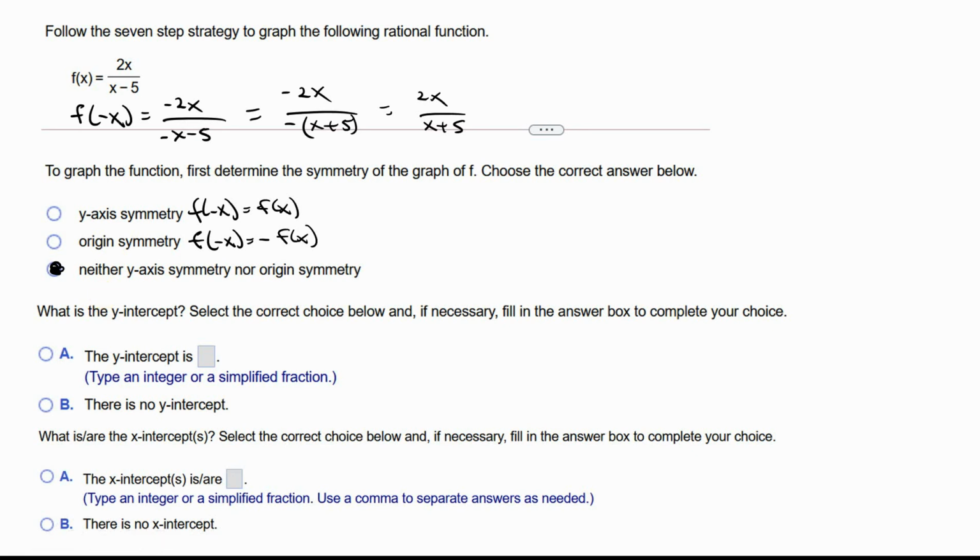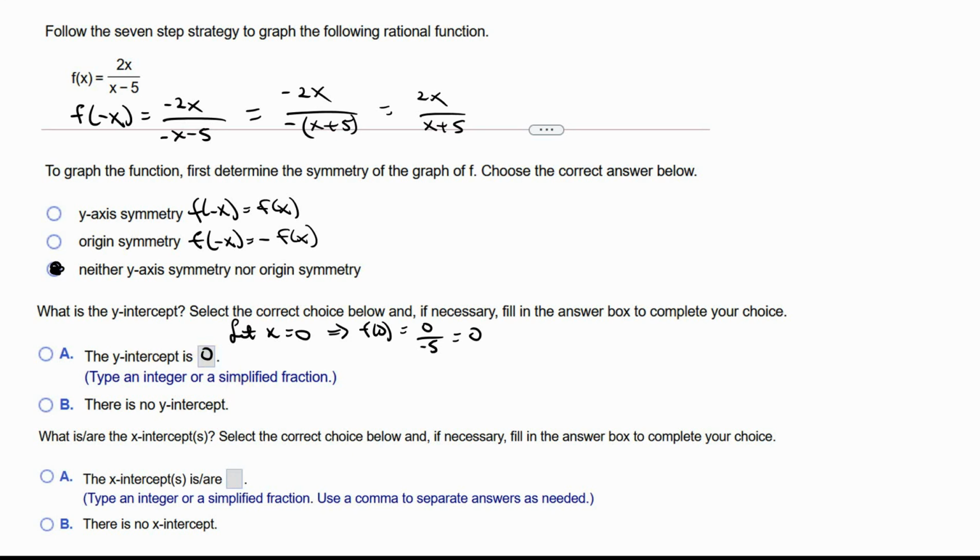Now it asks, does it have a y-intercept? To find the y-intercept, set x equal to 0. So f of 0 is equal to 0 all over negative 5. If I divide 0 by negative 5, I get 0. So the y-intercept is 0.